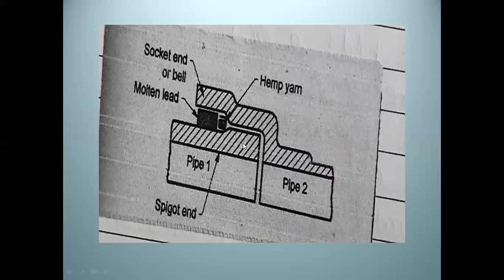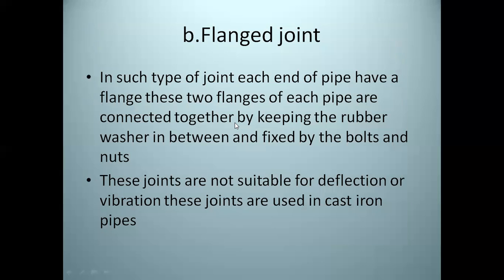Now see, this is the bell and spigot joint. This is the first pipe, this is the second pipe. The first pipe has the spigot end and the second pipe has the normal end. This is the end of the two pipes, and this gap is filled by molten lead and tarred yarn, the oily or greasy substance. It is the socket end or bell, in a bell shape. This is the bell and spigot joint.